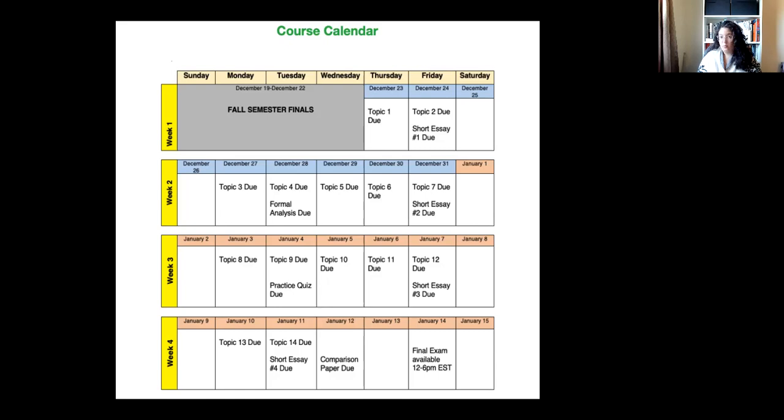lockdown browser working perfectly. And then the week after, we have topic 13 and topic 14. This is kind of a funky week because the final exam's there. Your short essay number 4 is due on Tuesday because it's only those 2 topics. Then the comparison paper, which is another big paper, due on Wednesday. And then you have a full day just for study. The beginning of the final exam then is January 14th, that last day of the semester, and it'll be available for those 6 hours. You can take it at any point in those 6 hours that works for you, but you do need to make sure that it's done in that time.